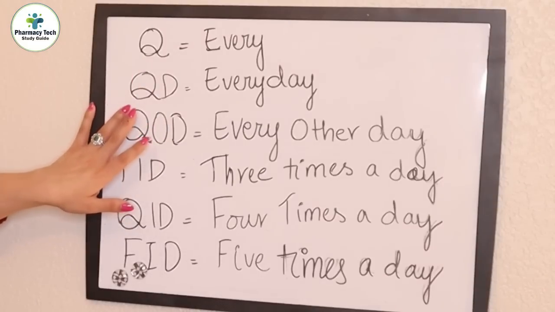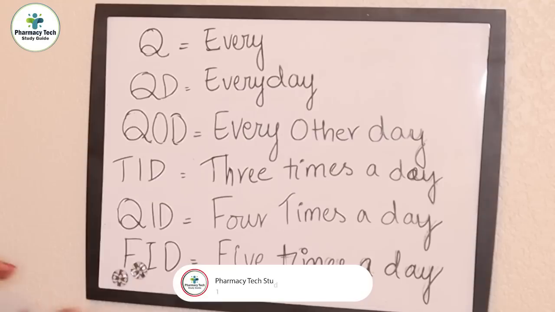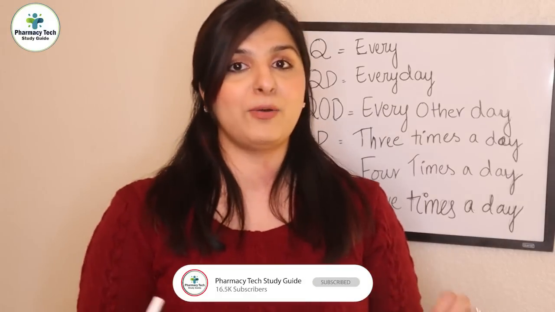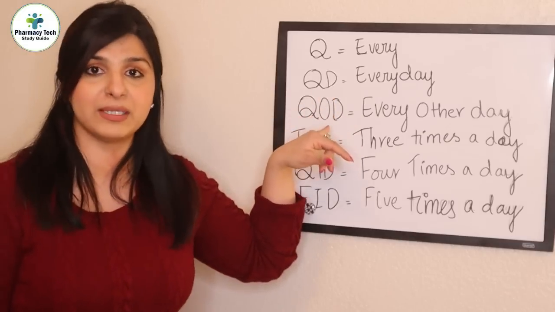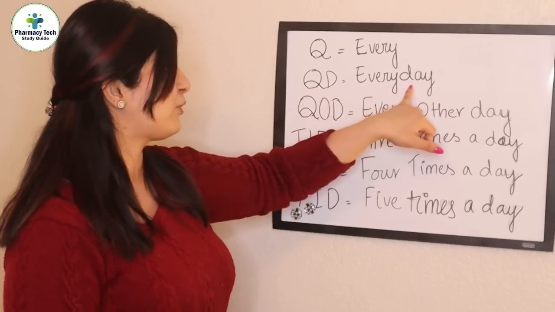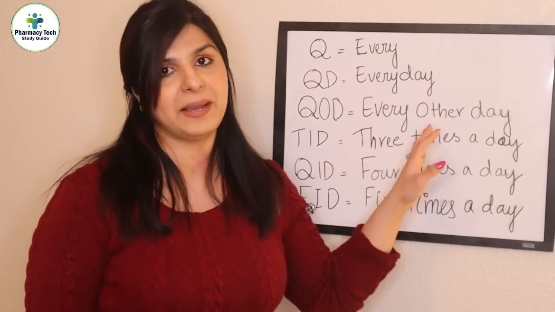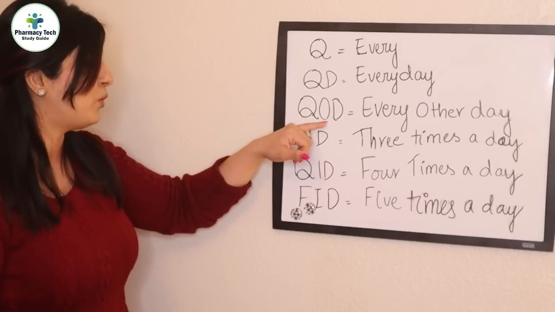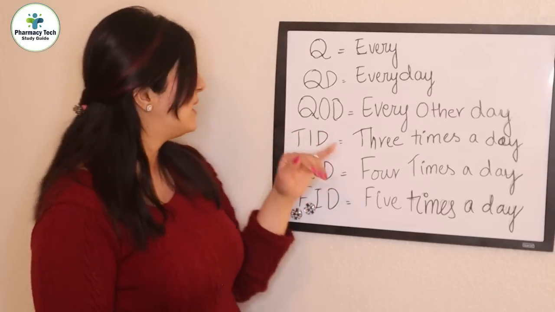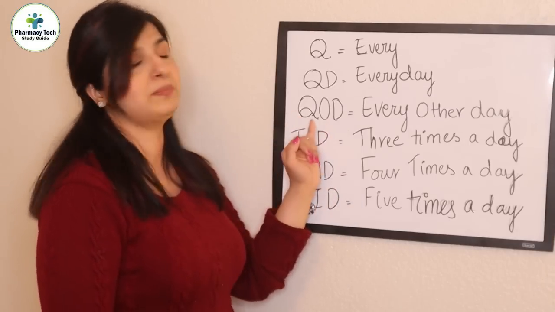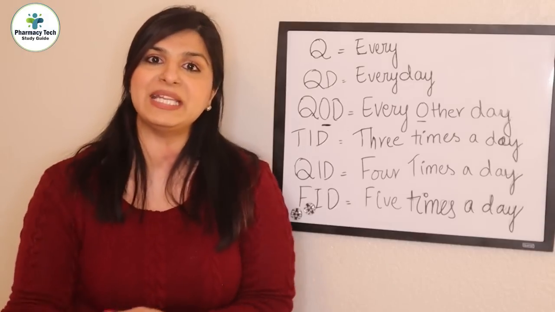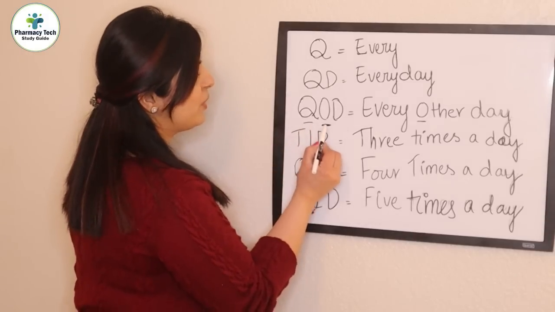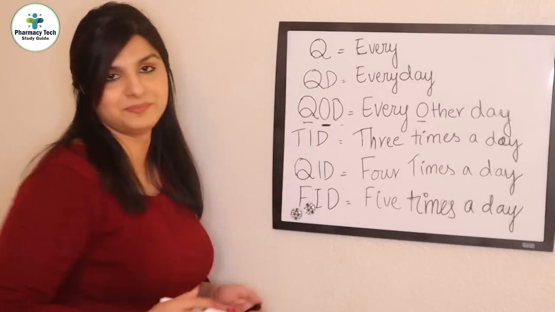Now, in the next one, you see where it says QD. If you just look at Q right here, that means we're talking about every, right? So Q means every, and D, remember, is day. So D for day. So QD would be every day. The next one is QOD. Can you guess here already that Q would be every, D would be day, and O would stand for other? That would be an easy way of remembering it. QOD, meaning every other day, right?